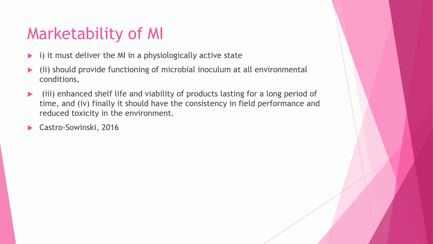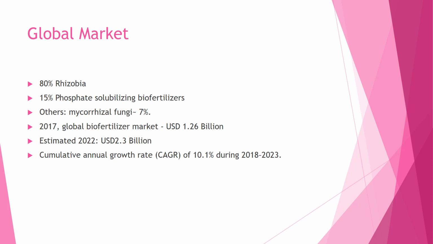Yeah? So most of this content is extracted from this paper, Castro-Sowinski 2016. In terms of the MI product, it has a huge global market, but 80% of this MI is monopolized by Rhizobia, followed by 50% of phosphate solubilizing biofertilizer. Yes, nitrogen is very important. Rhizobium is also closely related to nitrifying. And then others, around 6-7%, is the formulation of mycorrhizal fungi.